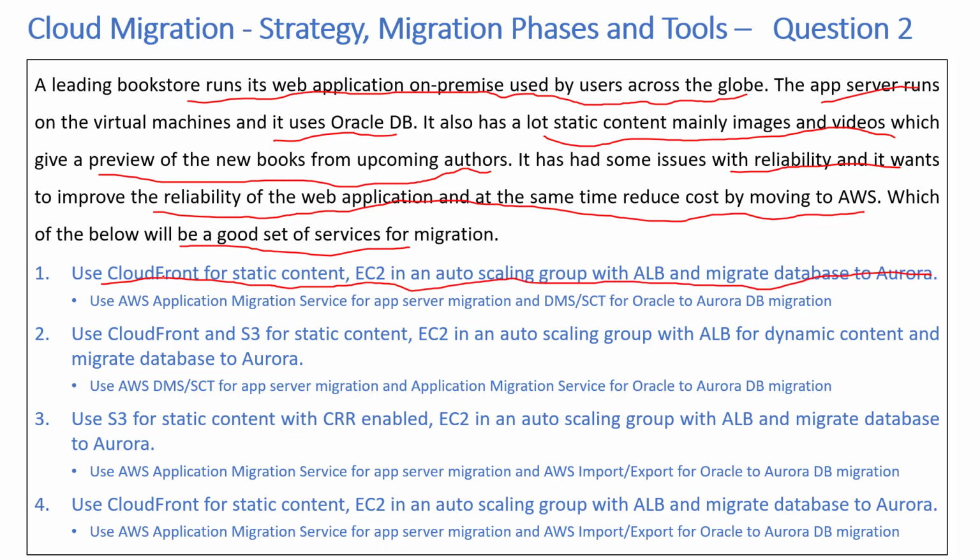Okay, so yes, this is a good option. For static content, you use CloudFront and S3. For dynamic content, you use EC2 with ALB. So yeah, this is correct. And migrate the database to Aurora. Yeah, this is definitely possible.